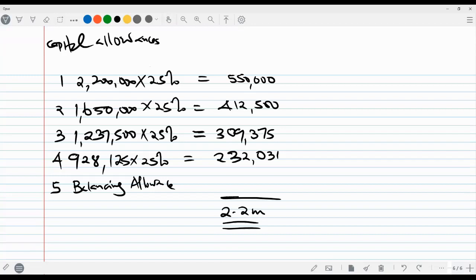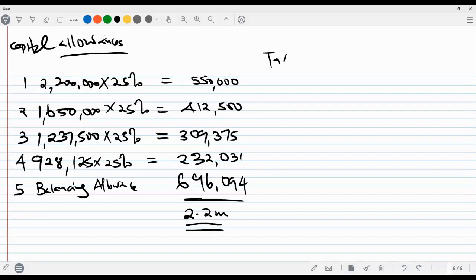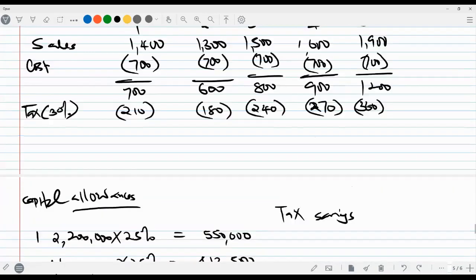And how much is it? 696,094. That's the amount you claim in year 5, which is the balance, what we call the balancing allowance. Now this is an allowance; there's no cash as such. This is not a cash inflow or cash outflow. What it is, is a saving, what we call the tax saving. So let me explain the saving with an example. If, for example, in year 1 we made a profit of 700.